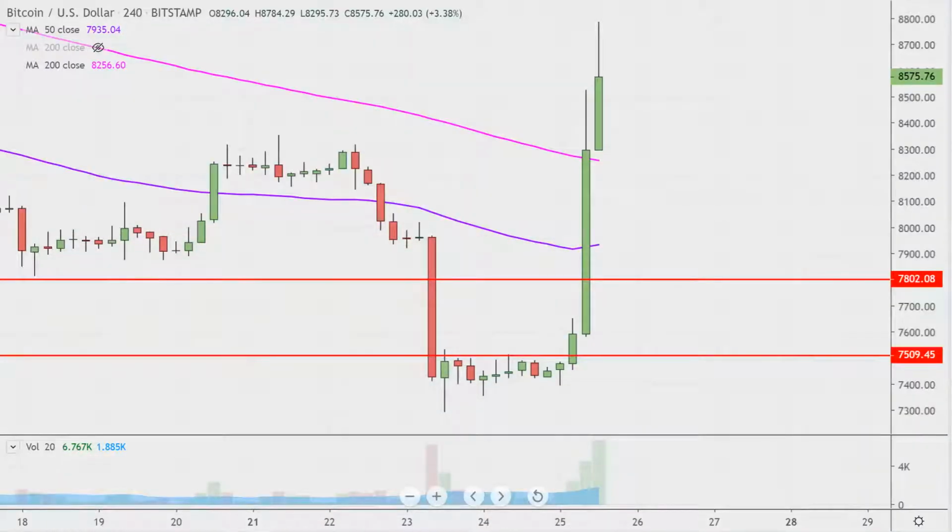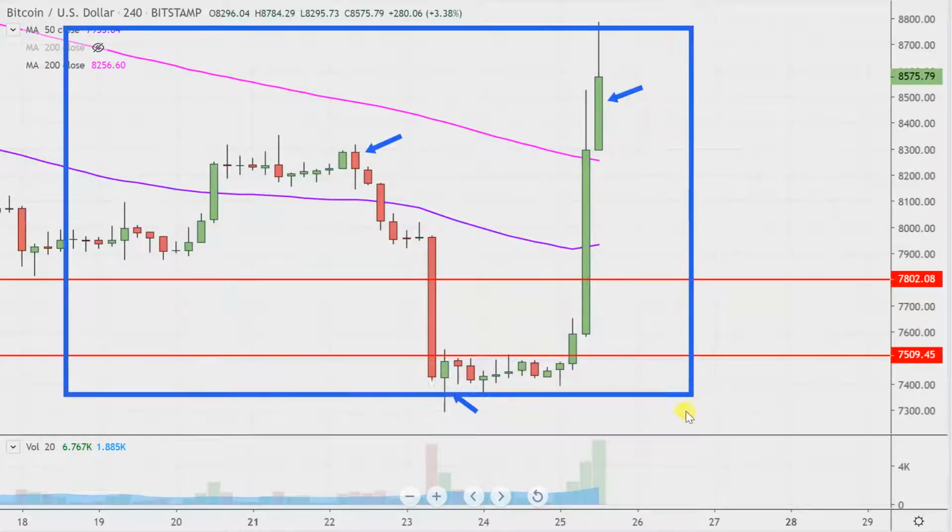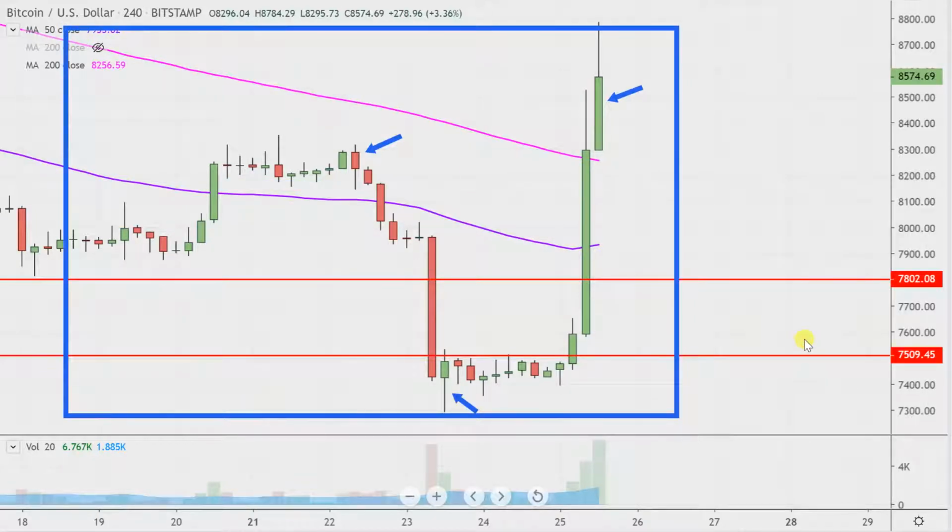Real quick, what do I mean with the 4-hour time frame in case you're new to charts? Instead of each one of these candlesticks here representing 1 day's worth of price action, which is what you would normally see, each one represents 4 hours. So while this here may look like a couple of months worth of time, it's actually just the past couple of weeks broken down into 4-hour time slices.